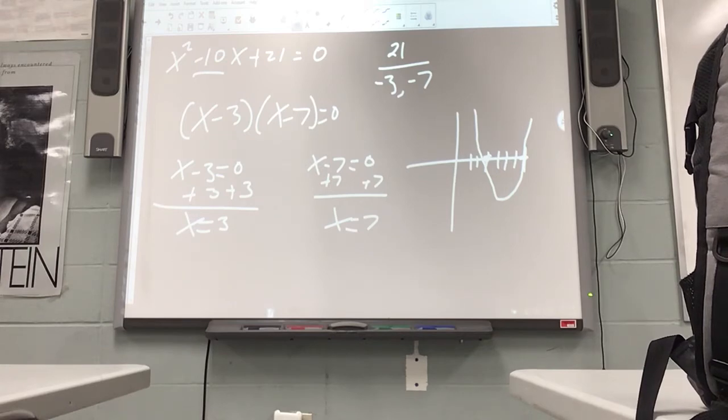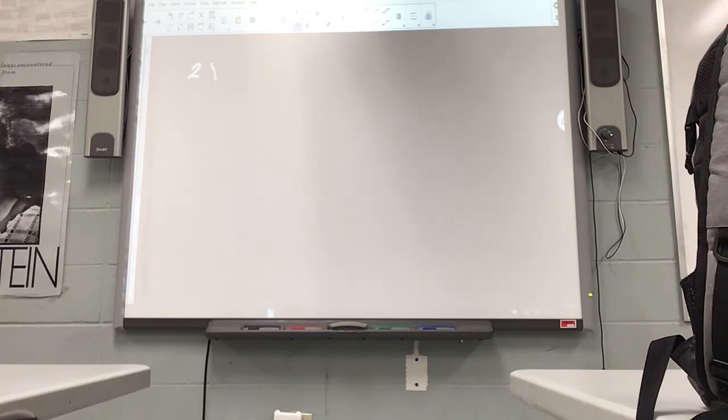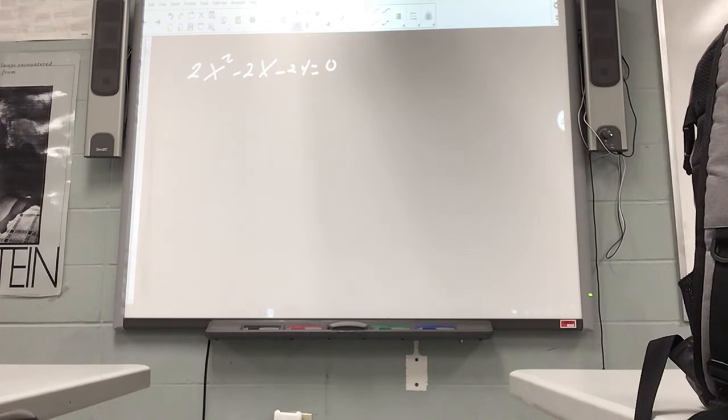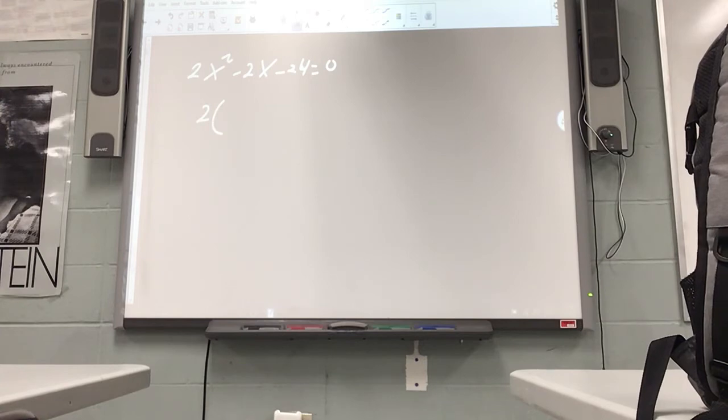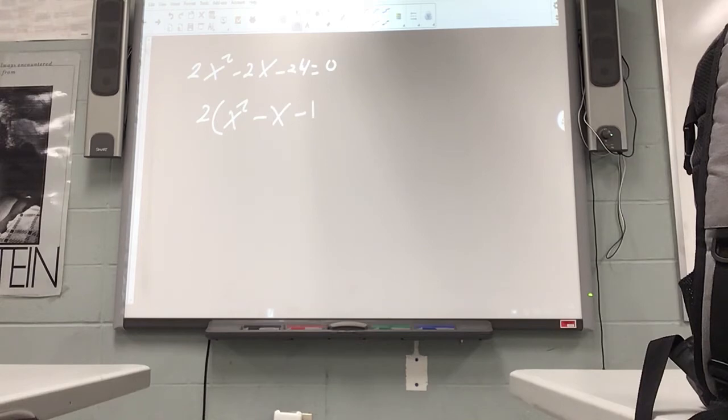Okay, we need to look at a dummy answer, so this will be fun. 2x squared minus 2x minus 24 equals 0. So you have a greatest common factor. Good, we got a GCF, what is it? 2, so we're going to factor a 2 out in the beginning. Divide them all by 2, it's just like reducing a fraction kind of. So it's x squared minus x minus 12.